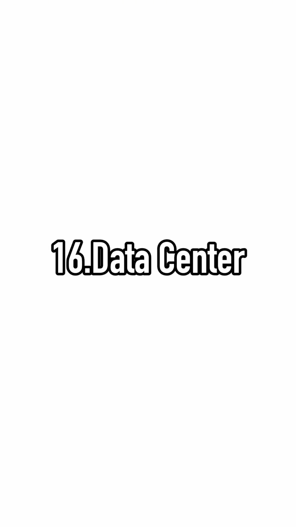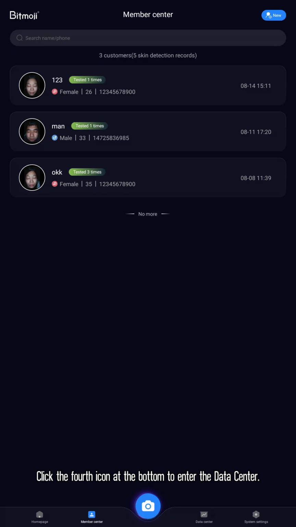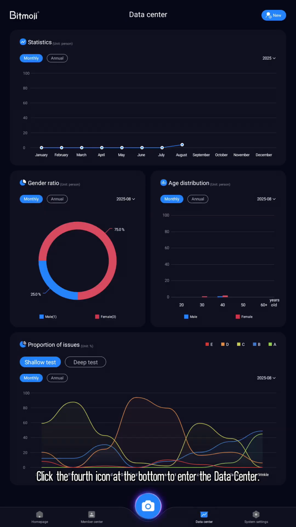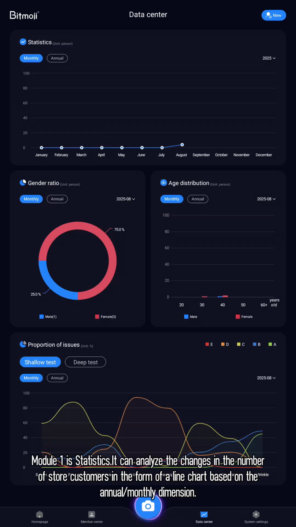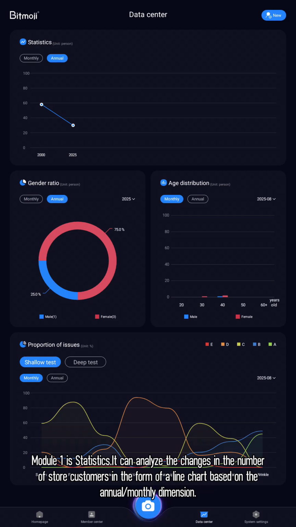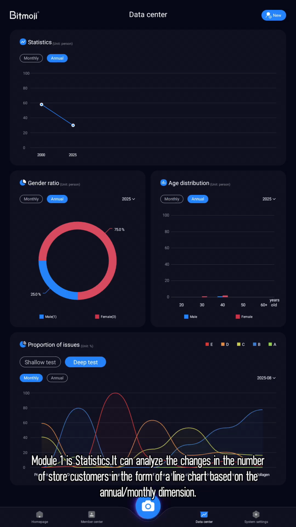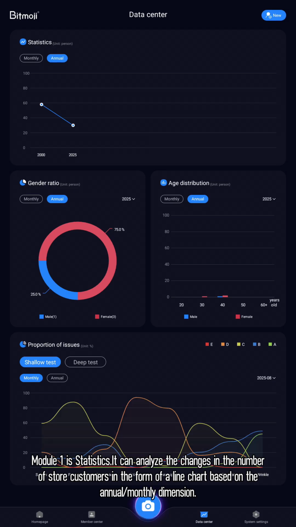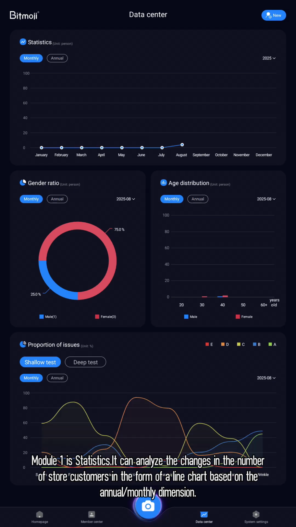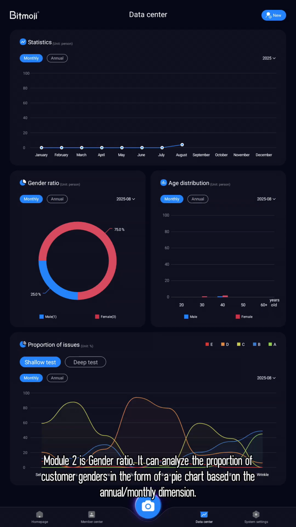16. Data Center. Click the 4th icon at the bottom to enter the data center. Module 1 is Statistics. It can analyze the changes in the number of store customers in the form of a line chart based on the annual, monthly dimension. Module 2 is Gender Ratio.